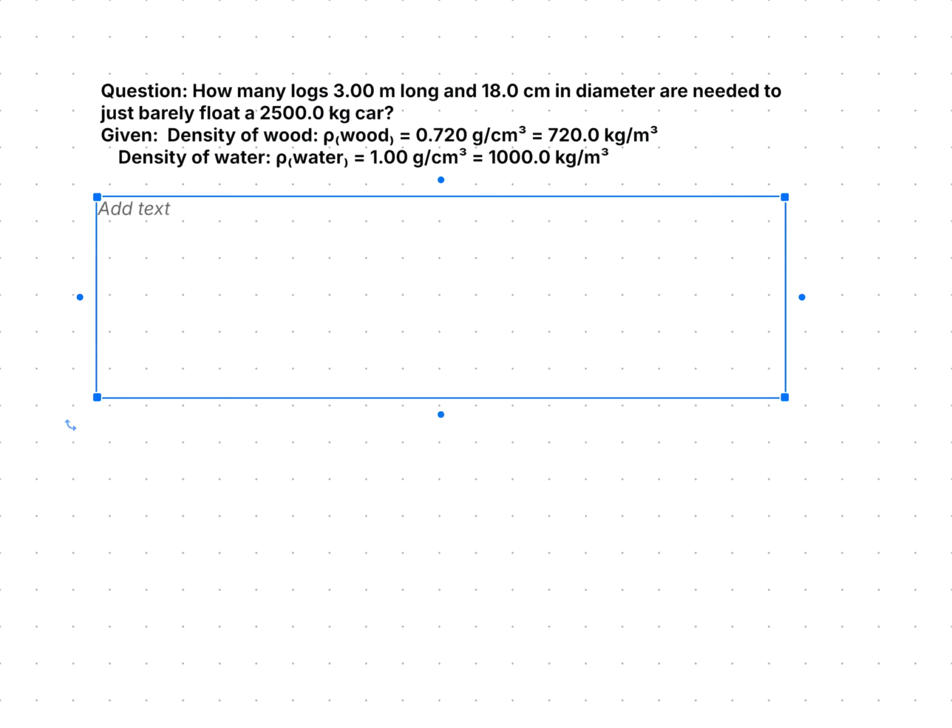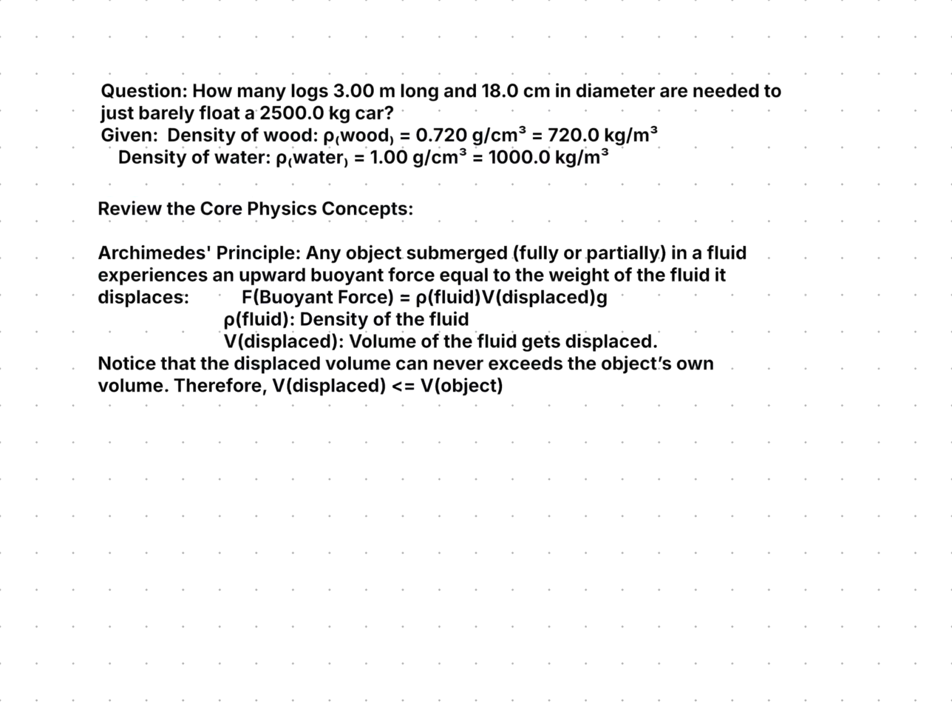Archimedes' principle says any object submerged fully or partially in a fluid experiences an upward buoyant force equal to the weight of the fluid it displaces. This force is given by the density of the fluid times the volume of the displaced fluid times g, which is gravity acceleration, about 9.8 meters per second squared.